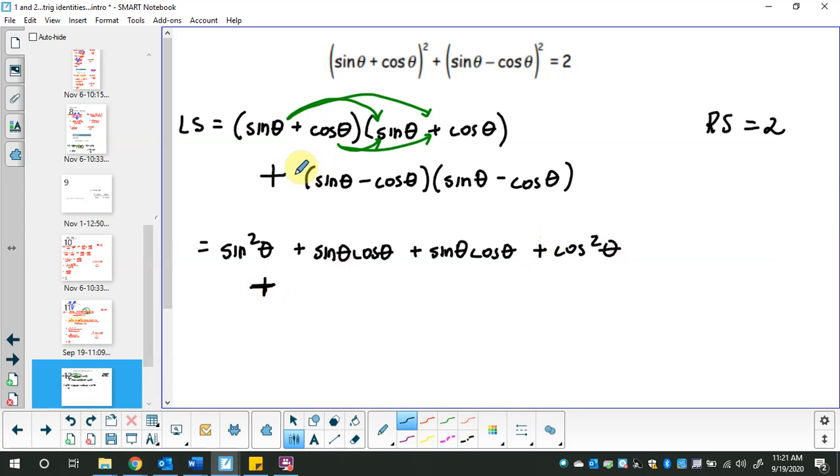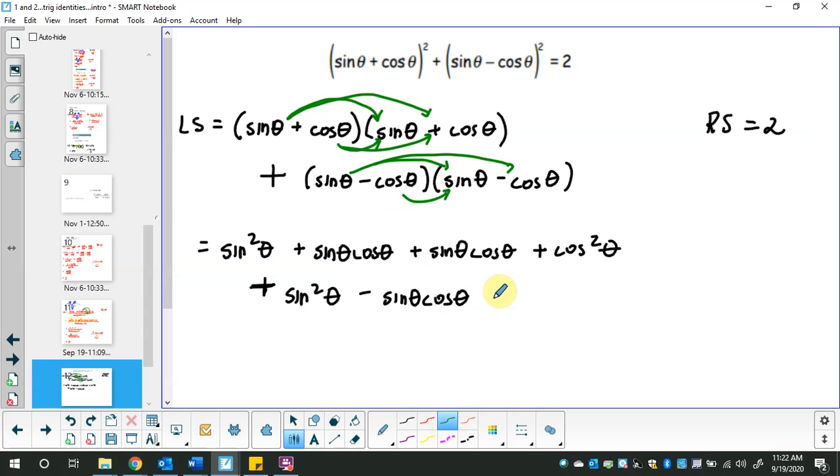And because I don't need to multiply anything through, I'm just going to keep writing. So sine theta times sine theta is sine squared theta. Then sine theta times negative cos theta is negative sine theta cos theta. Again, looking in the above, I'm maintaining my order just for fun.